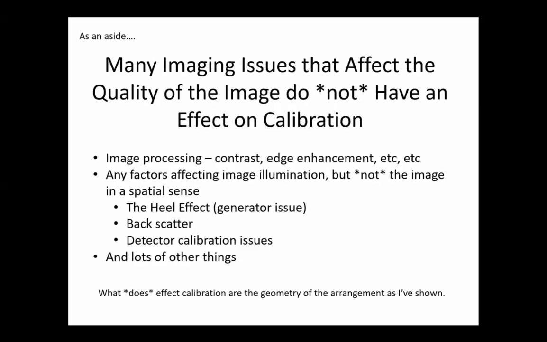And then as an aside, there's a lot of other things that go on in radiography, taking an image, and as you're aware, there's image processing. We enhance contrast and edges, and there's factors that make the image look better or not as good. There's something called heel effect, which is a generator issue, backscattered radiation, calibration issues, lots of other things. Many of these things do not actually affect calibration, or if they affect it, they only affect it in very slight ways. So really what does affect calibration is just the geometry of the arrangement, which I showed in the last few slides.